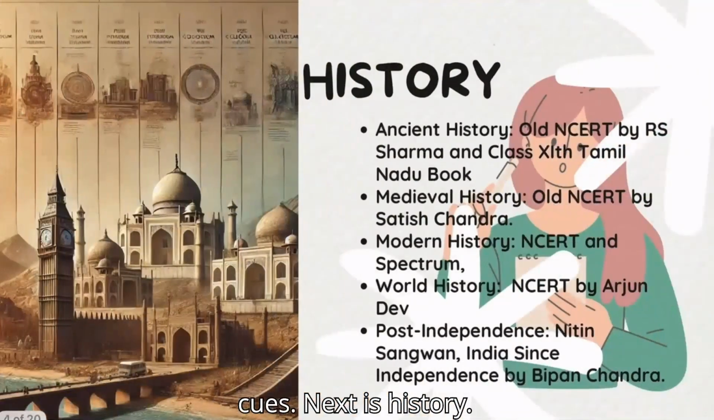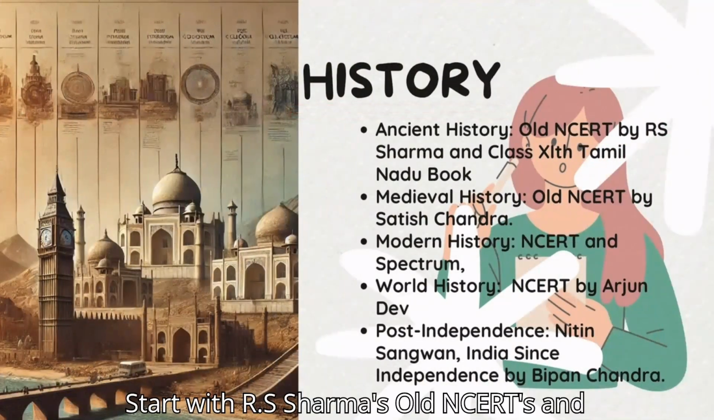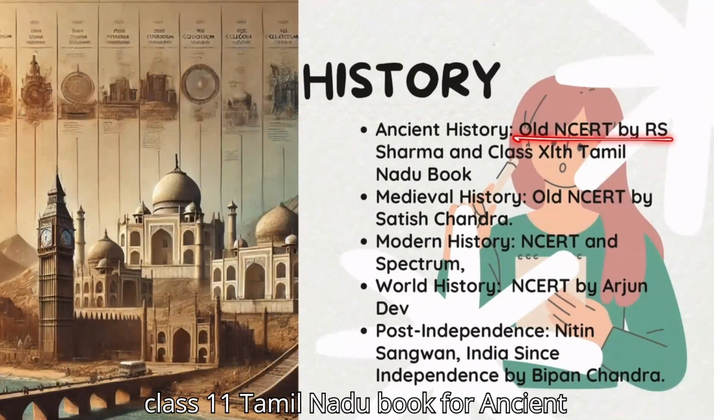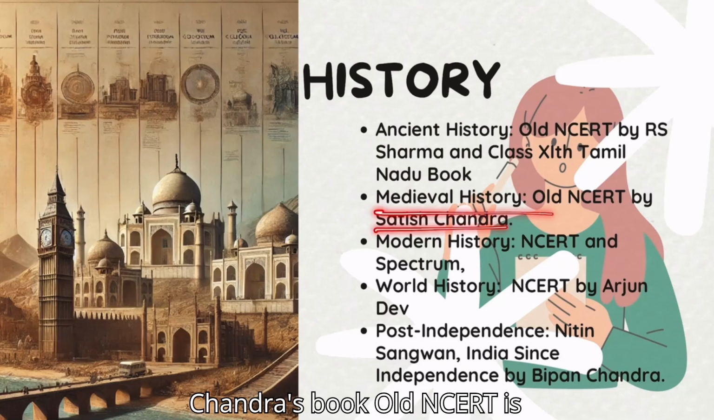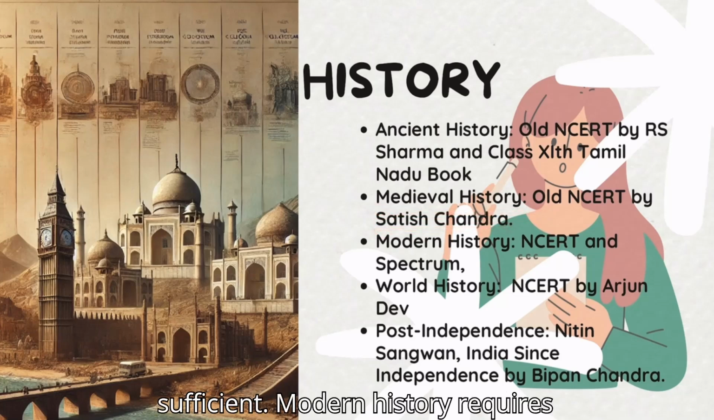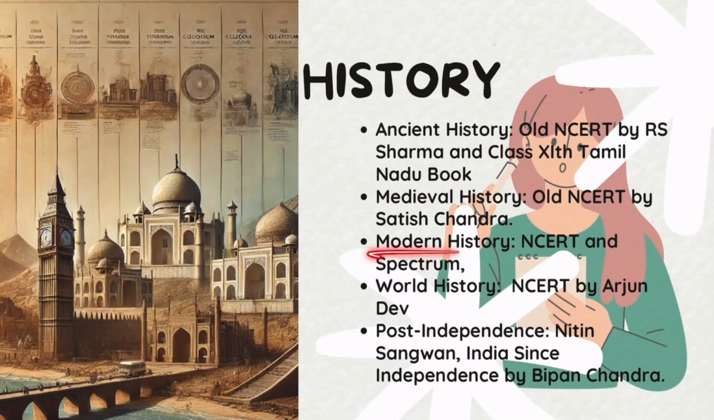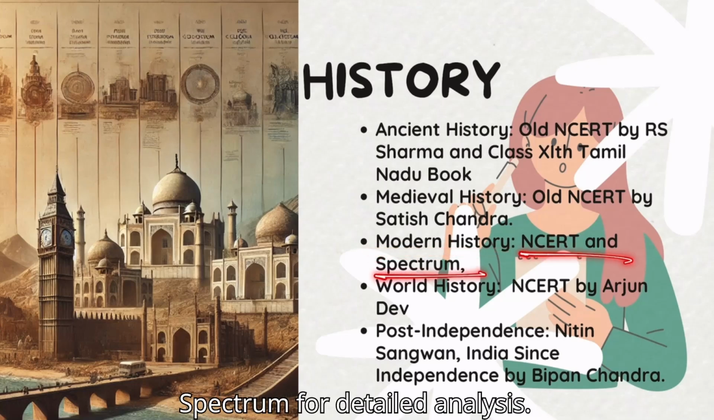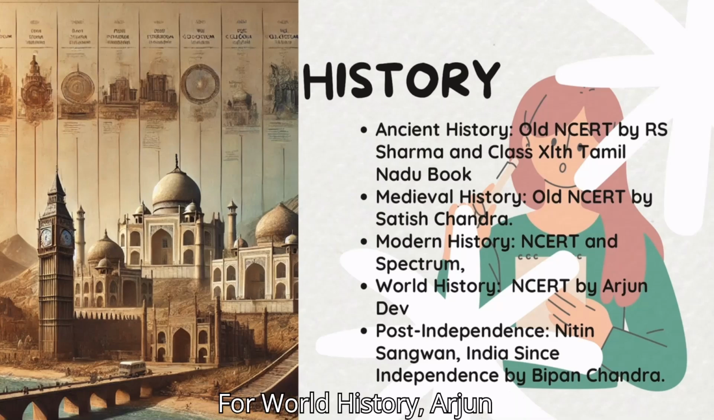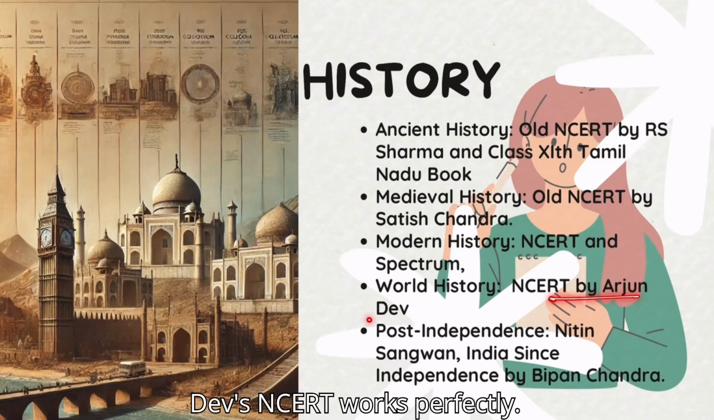Next is History. Start with R.S. Sharma's old NCERTs and Class 11 Tamil Nadu book for ancient history. For medieval history, Satish Chandra book, old NCERT, is sufficient. Modern history requires a dual focus. Use NCERT along with Spectrum for detailed analysis. For world history, Arjun Dev's NCERT works perfectly.